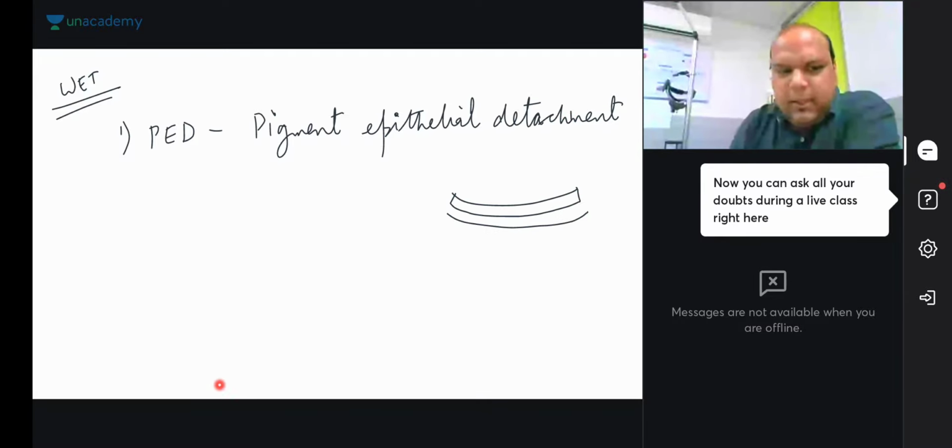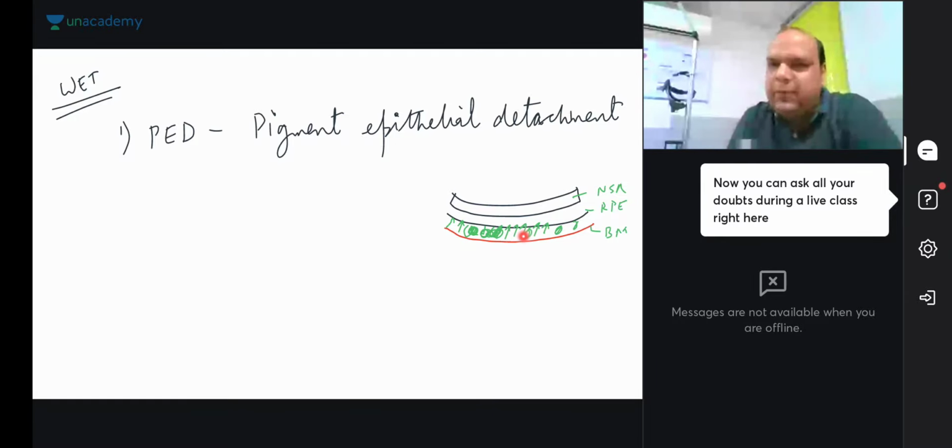Again, this is your diagram. I'm not going into the detail of the pathogenesis. I'm just trying to explain it through common sense, everybody. So what is this? Again, neurosensory retina. This is your retinal pigment epithelium, and this is your Bruch's membrane. These are your green colored drusens. When these drusens become large, they will push the pigment epithelium up. When they push the pigment epithelium, the whole retina along with the pigment epithelium will detach.